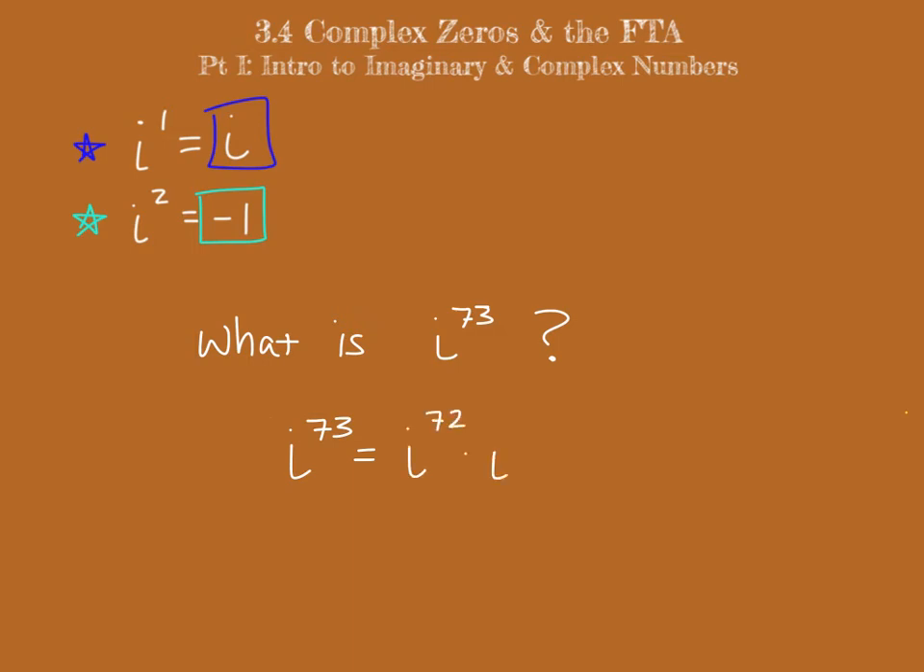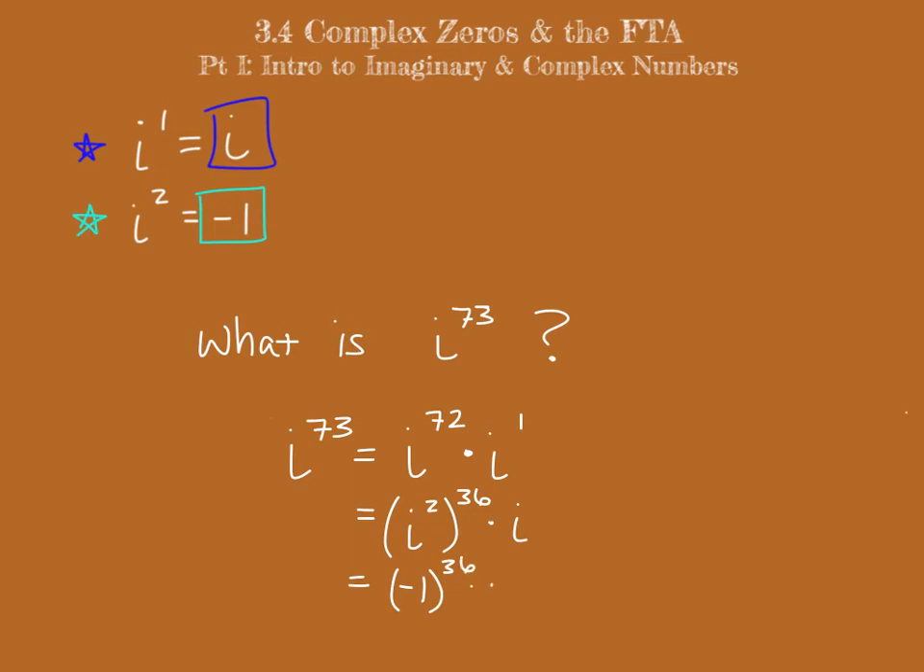So we can rewrite i to the 73rd as i to the 72nd times i to the first. i to the 72nd can be rewritten as i squared, and then 2 times what is 72? 2 times 36. And then times that i to the first out there, which is just i. Well, we know that i squared is -1.